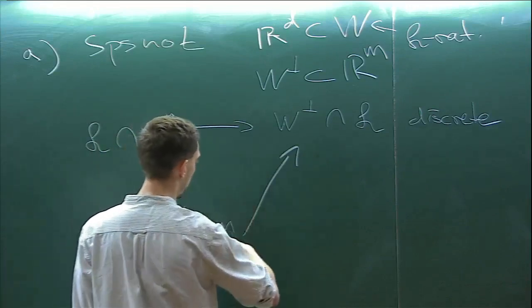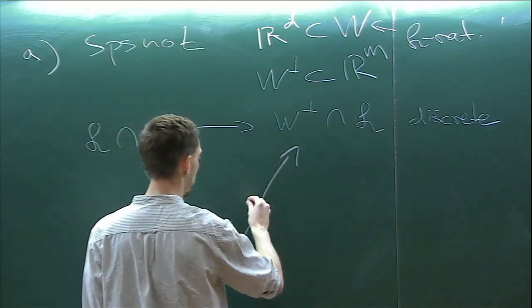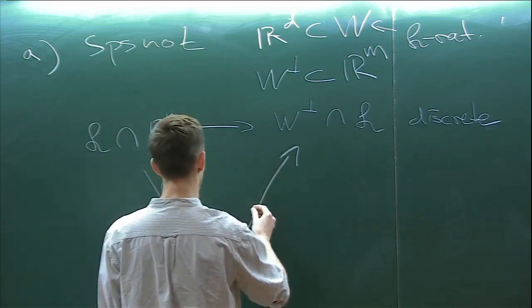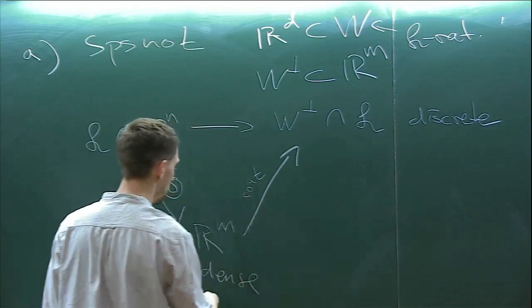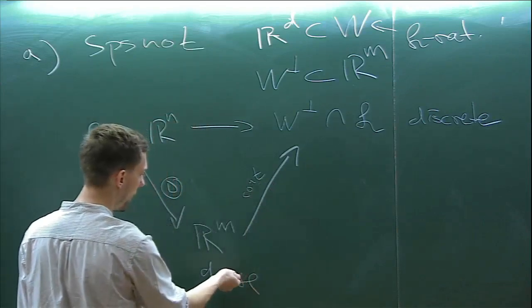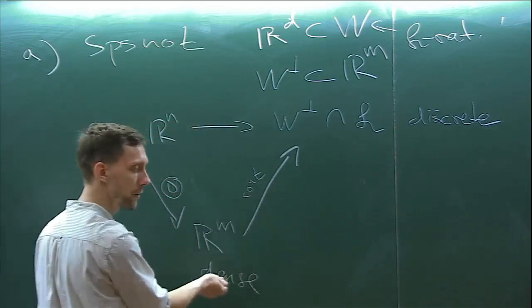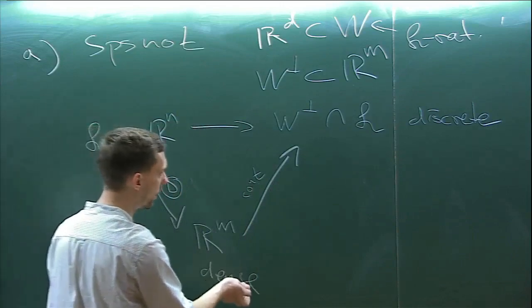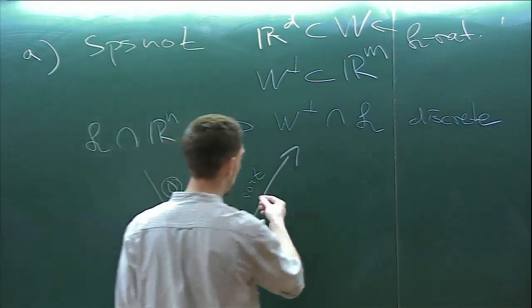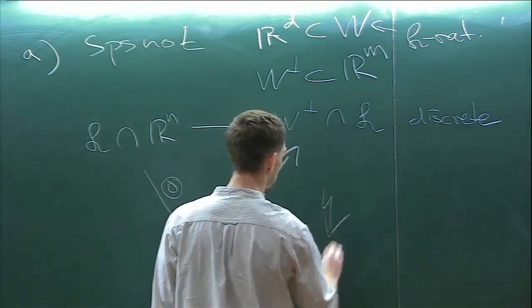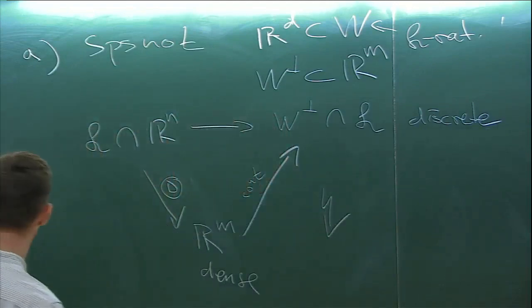But right, these maps are continuous. And you try to project some dense set into some discrete set, which will contradict the continuity. So that's A.